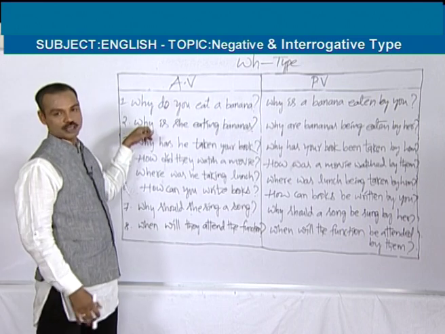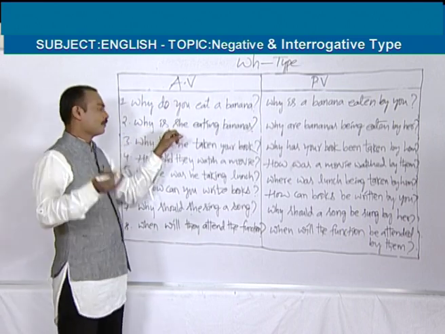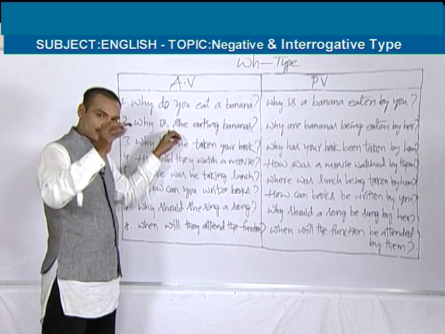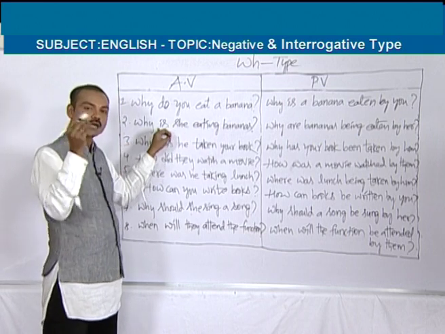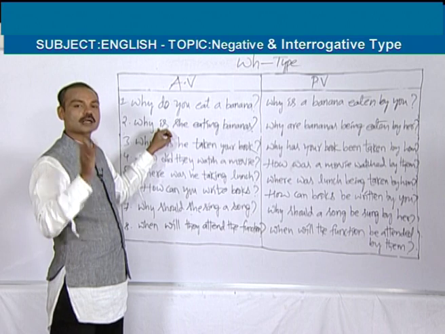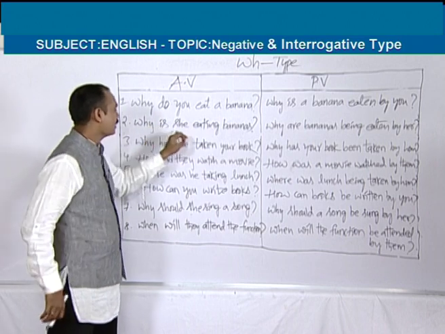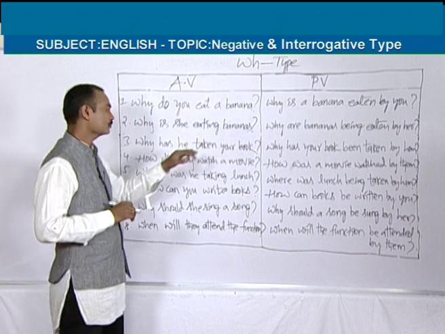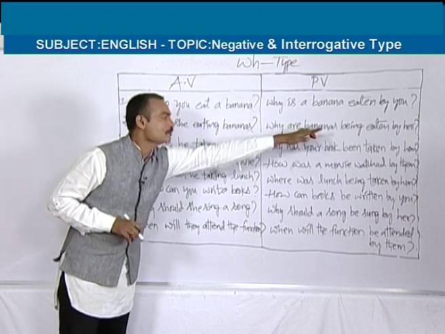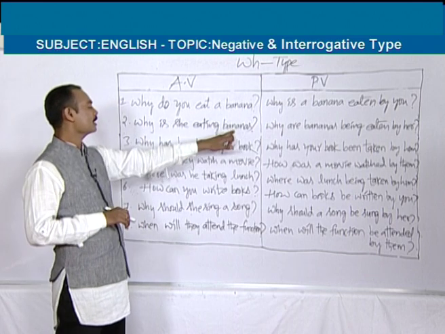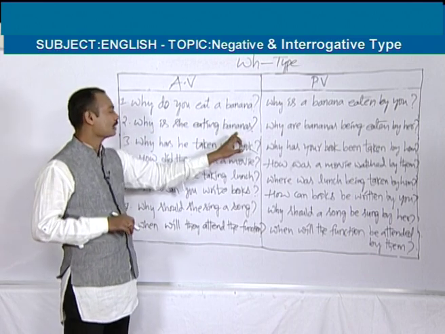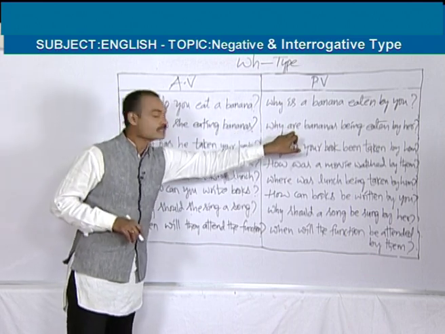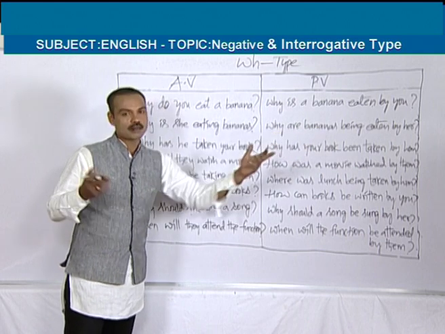See, now WH type. See friends, for any interrogative sentence, if you add any WH word, that becomes a WH type question, that is it. Why is she eating bananas? Ing form is there. So, why are bananas being eaten by her? For example, if a singular object is there: Why is she eating a banana? Why is a banana being eaten by her?